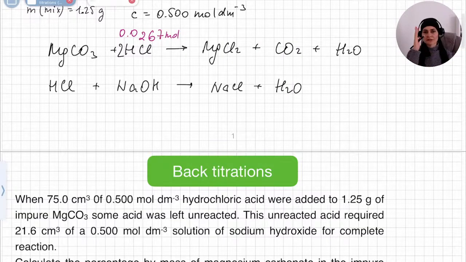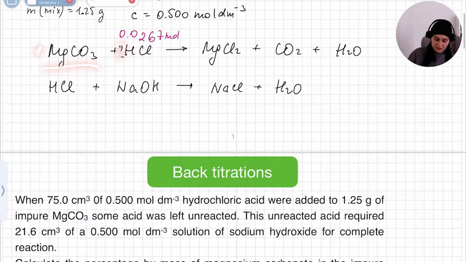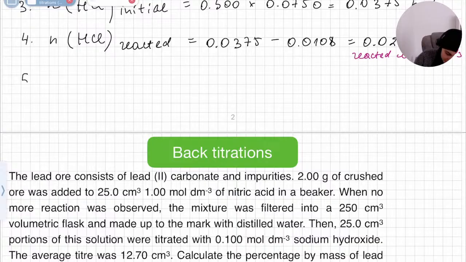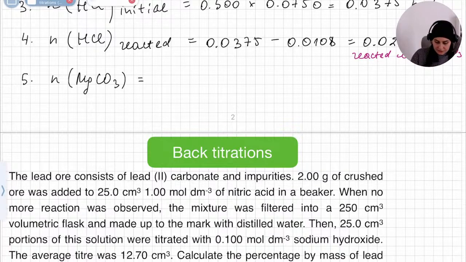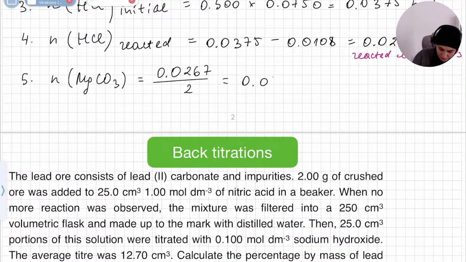So now you know that this amount of acid was required to react completely with magnesium carbonate in that initial impure sample. And that's essentially it. Now, using the molar ratio, you can find the moles of MgCO3. MgCO3 reacted in a 1:2 ratio with HCl, which means it's half the moles of HCl. 0.0267 over 2 is 0.01335.